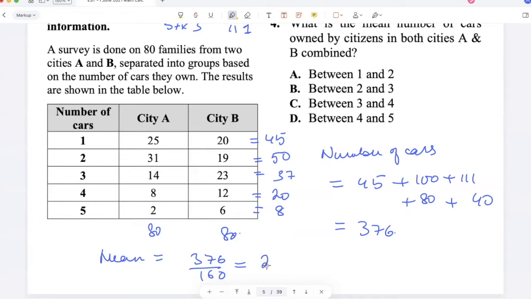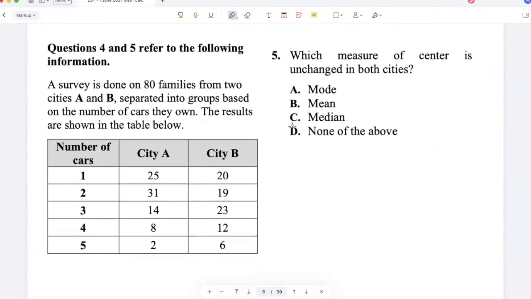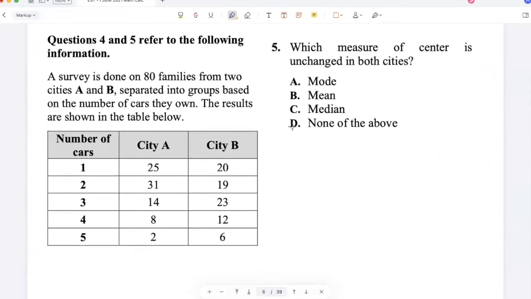2.35. Right? So between 2 and 3, option B. Okay, the results are shown, the same table. Which measure of center is unchanged in both cities?